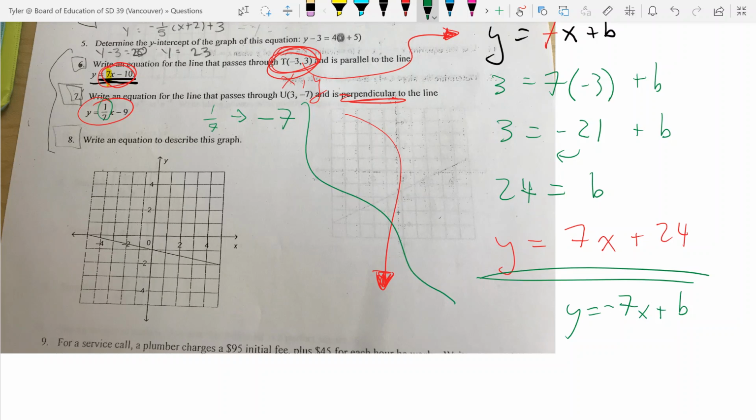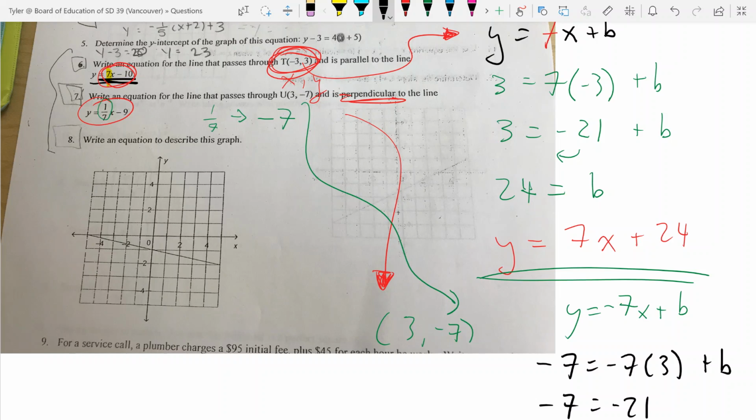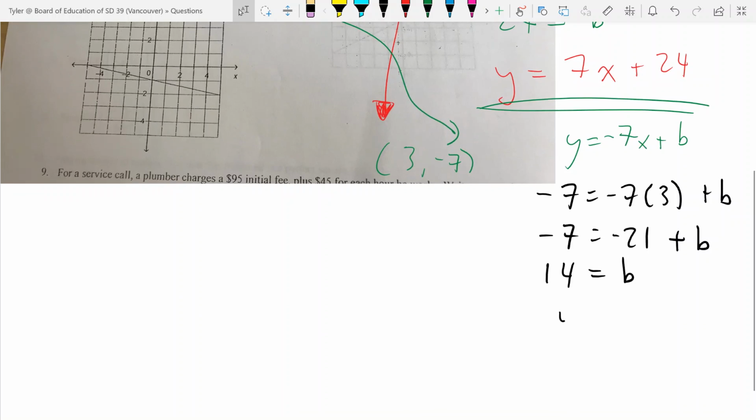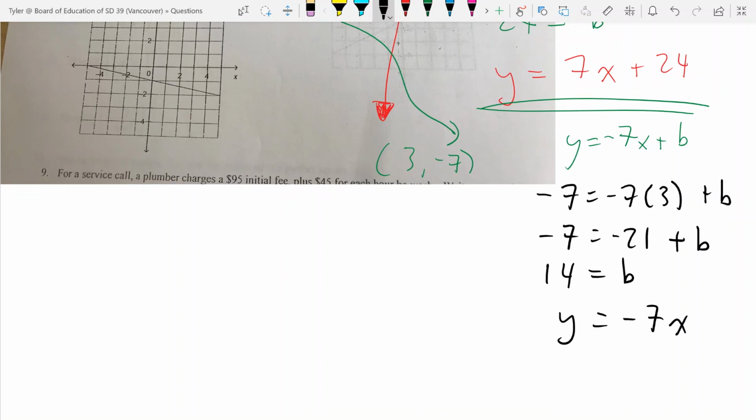Then I'm going to sub in these points again. So we're going to sub in 3, negative 7. So it becomes negative 7 equals negative 7 times 3 plus b. Let's do the math. Negative 21. Rearrange, you get 14 equals b. So I need to write the final equation. Yep, that's it. So we did the same thing.